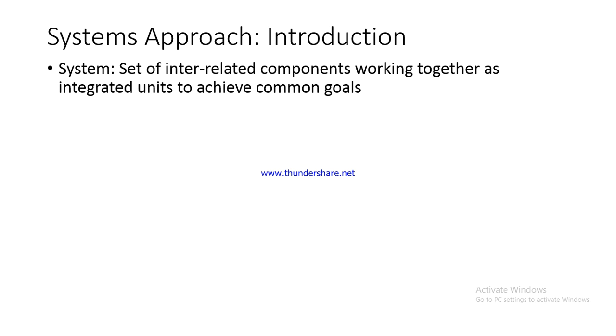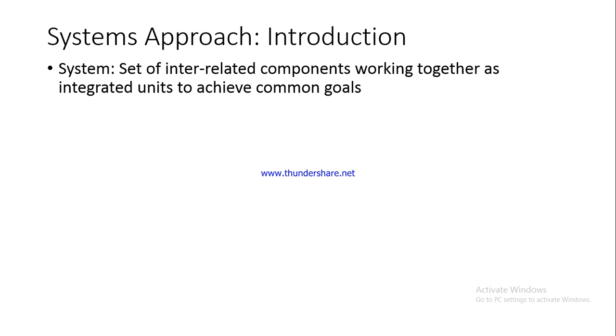According to the systems approach, a system is a set of interrelated components working together as integrated units to achieve common goals. So interrelated components are there and they are working together as integrated units to achieve some common goal. So this is what a system is, right?